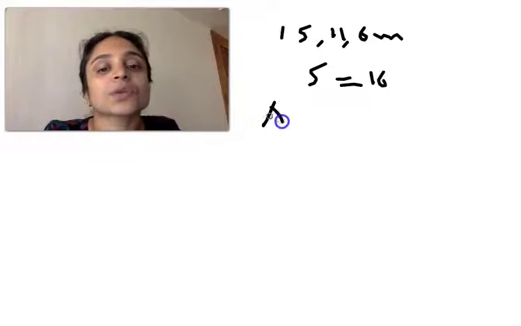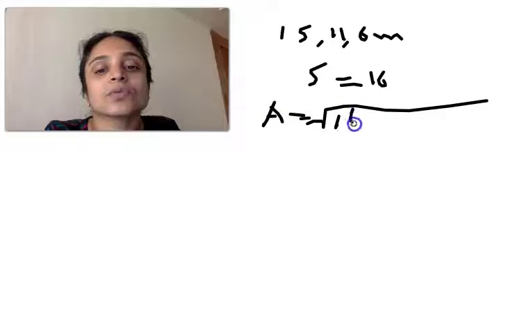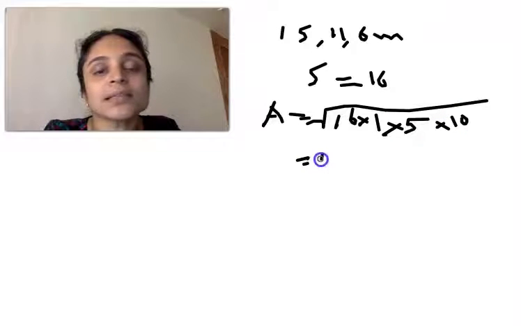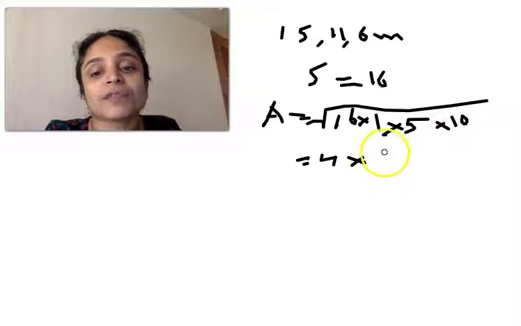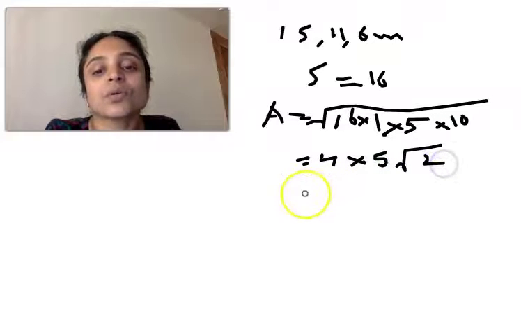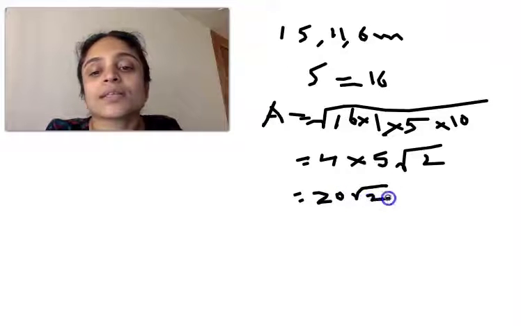Now, we have to substitute that here. A equal to root of 16 into 16 minus 15 is 1 into 16 minus 11 is 5 and 16 minus 6 is 10. Root of 16 is 4. Then 4 into 1 into, and 10 is 2 into 5. So 5 into 5 we can take that outside and that root 2 will be there in the root. So 20 root 2 meter square is the area of this slide.